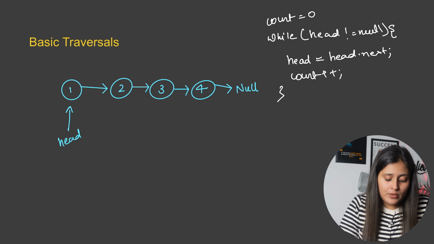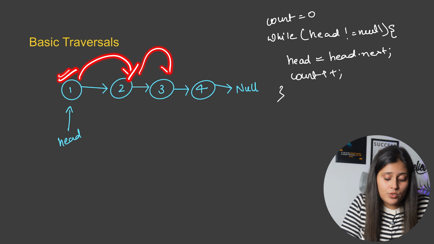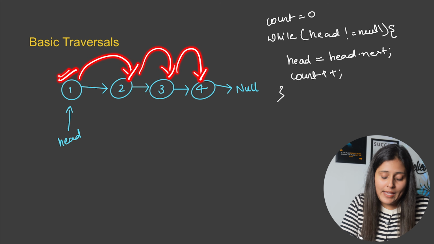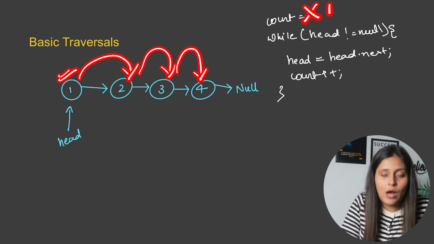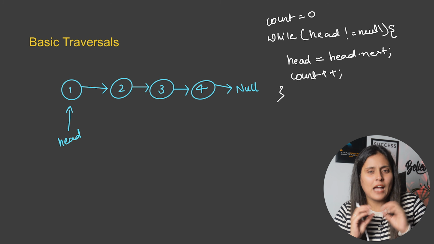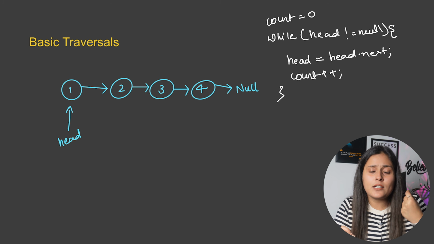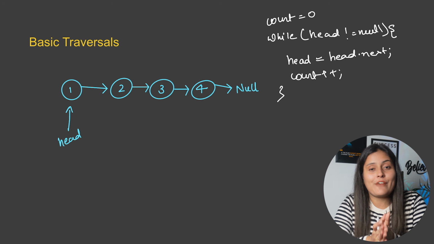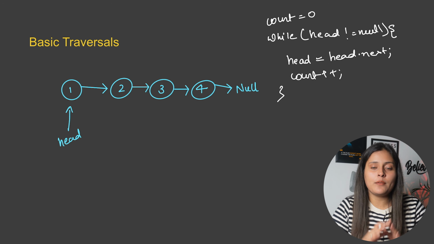So in this case, if you initialize count is equal to 0, it will take 1 jump and count 1, 2 jump, count 2, and 3 jump, count 3. But the number of nodes was 4. So hence, in this case, you will initialize your count with 1. All the questions like count the number of nodes, count the length of the list, insert a node at some point, or delete a node from a point, all these come under the basic traversals of the linked list. And if you know this, we can move to the next pattern.